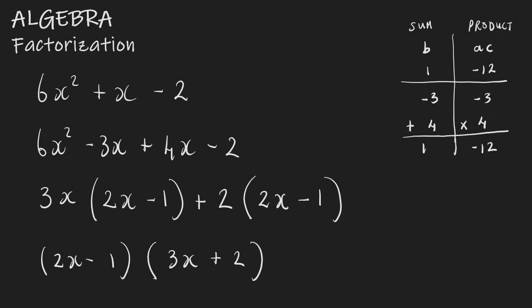So we've just noticed that we've factorized 6x squared plus x minus 2 into two factors, 2x minus 1 and 3x plus 2. That is my answer.